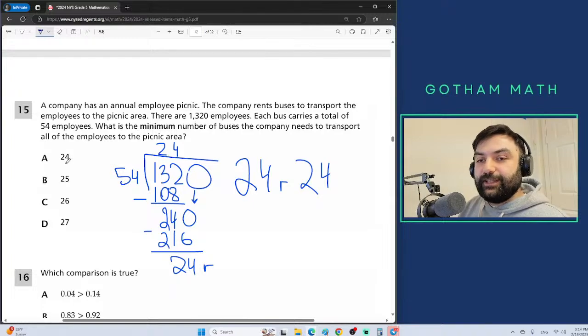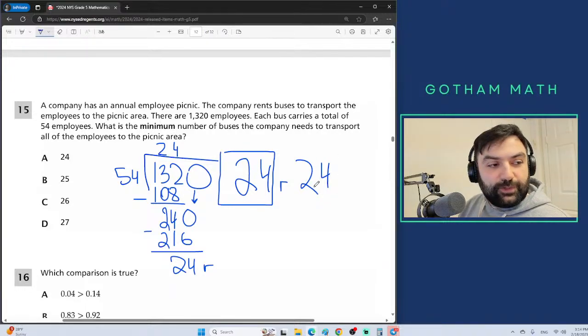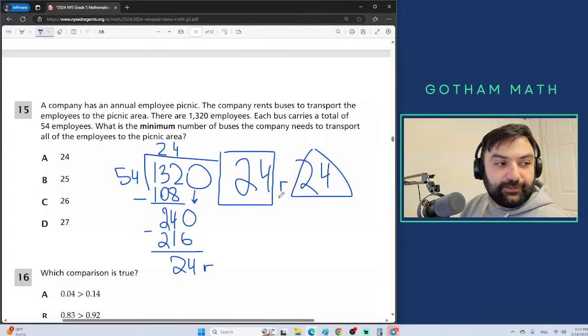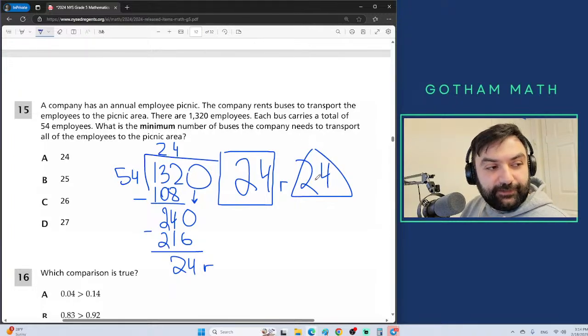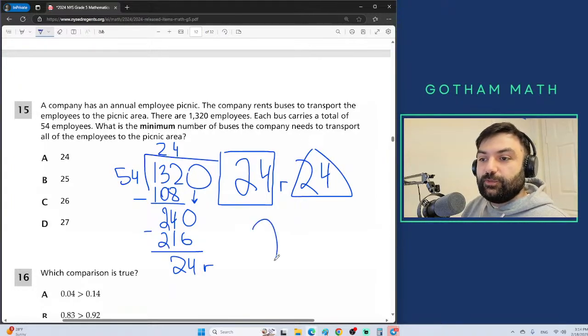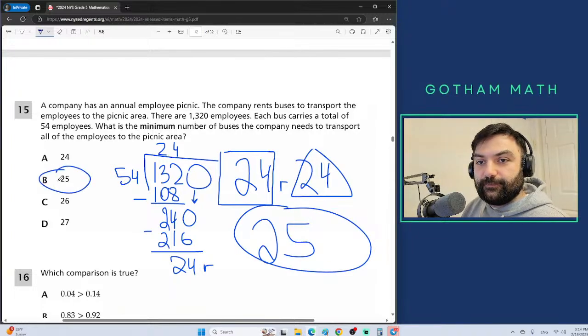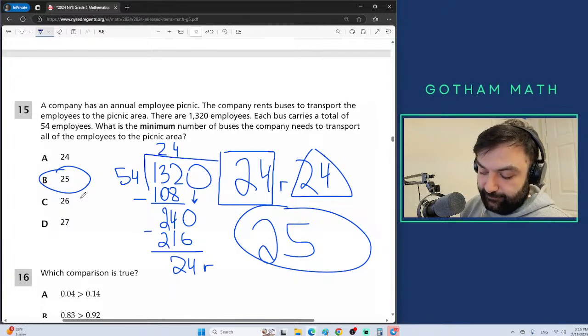But the answer is not A. Why? Well, if you're just going to order 24 buses, it means that these remaining 24 people are going to be left standing and not going anywhere, right? So that means that we need to order one more bus to fit in those people. Yes, the bus is not going to be full, right? There are going to be 30 empty spaces on the bus, but we cannot leave these people behind, right? So it means that we need 25 buses. The answer is B. So this is a good example of context in the problem. You need to know what's going on. What's the story? All right.